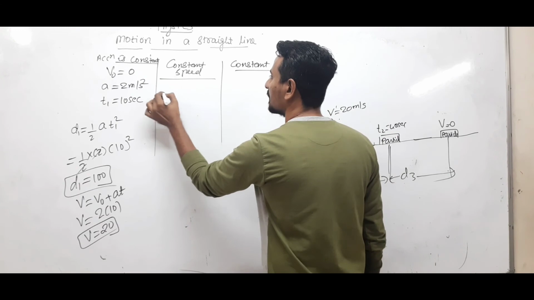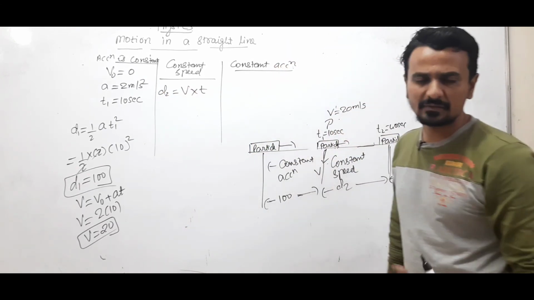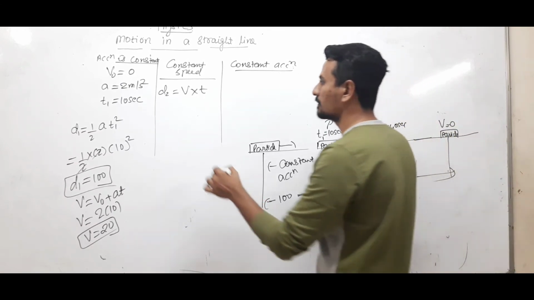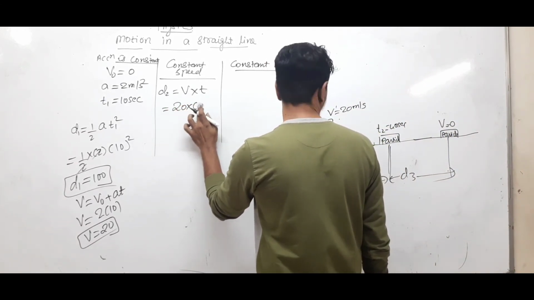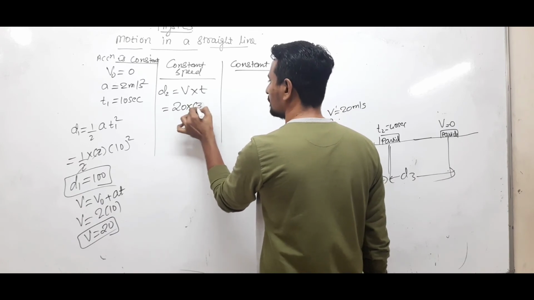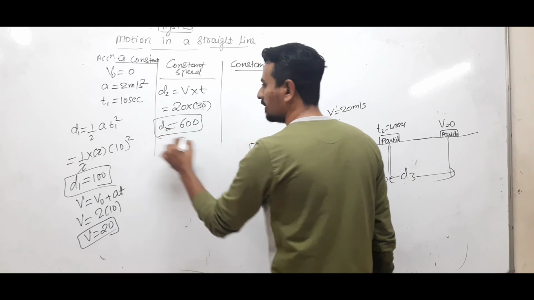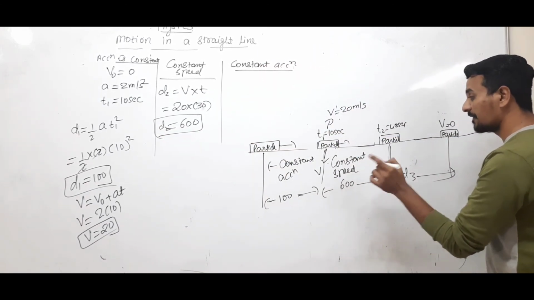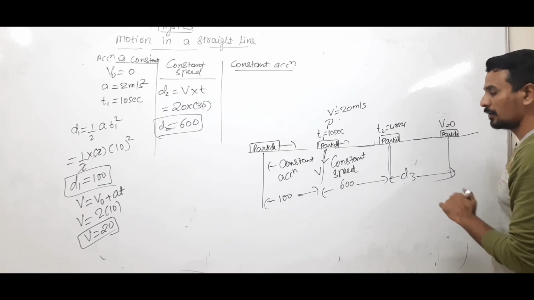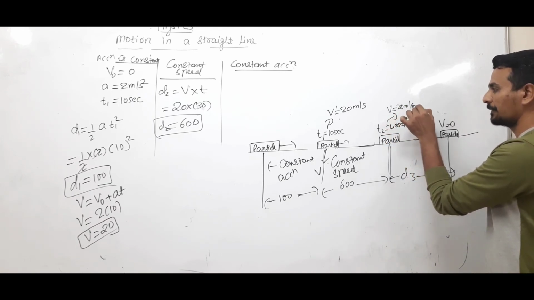So distance covered will be speed into time. You can use this equation when speed is given as constant. So speed is 20 and time is 30, since 10 to 40 is 30. So this is 600. Clear? So this is 600. And finally, when the particle reaches here, the velocity will be the same because it is moving with uniform velocity.